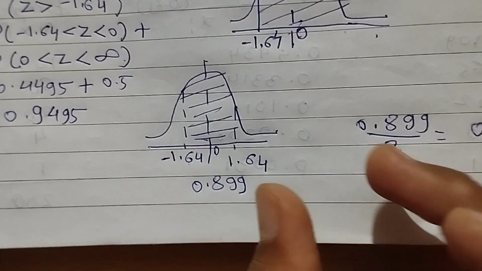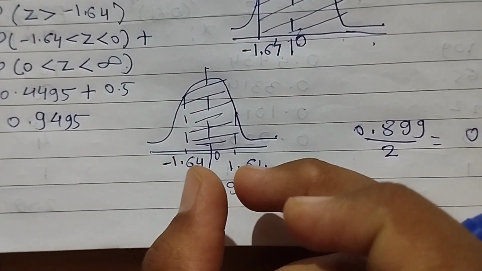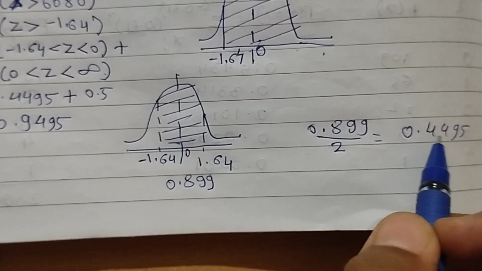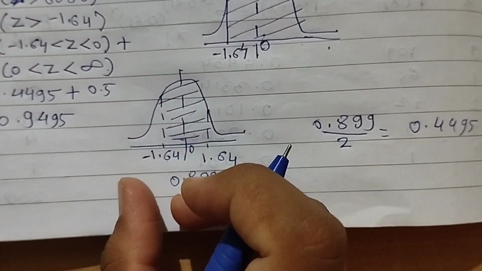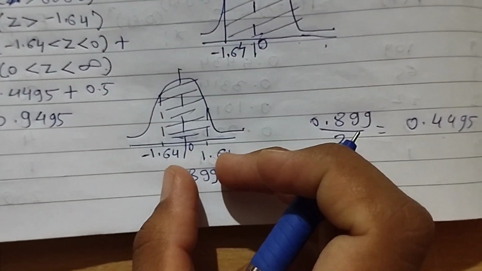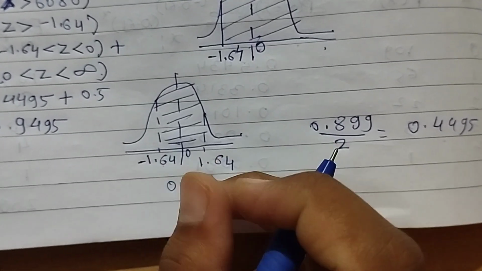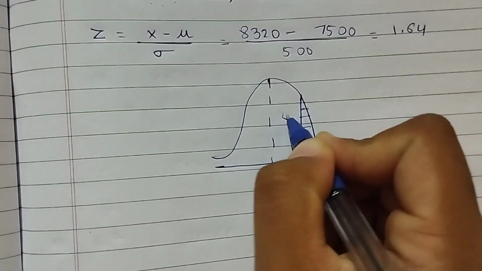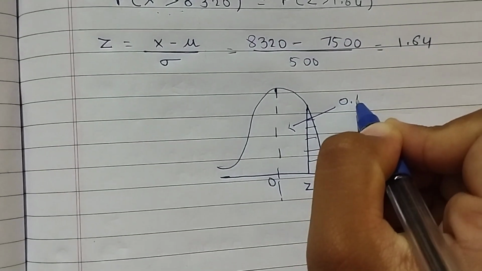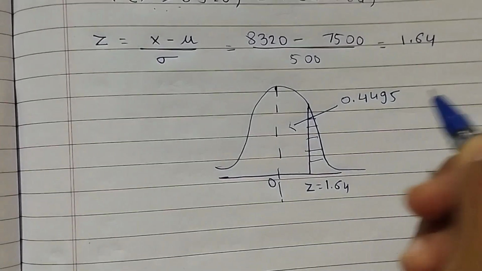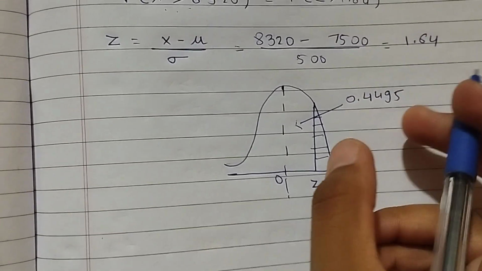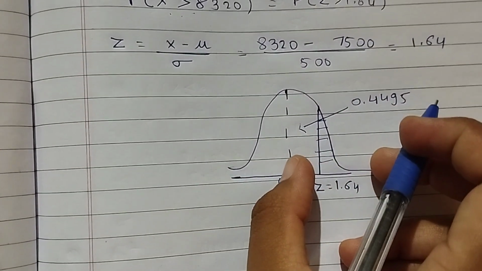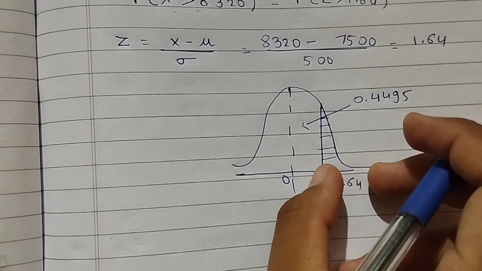So the area from 0 to 1.64 is equal to 0.4495. This 0.4495 plus this 0.4495 gives a total area of 0.899. So this portion is 0.4495. If we subtract this 0.4495 from 0.5, then we get the remaining value.